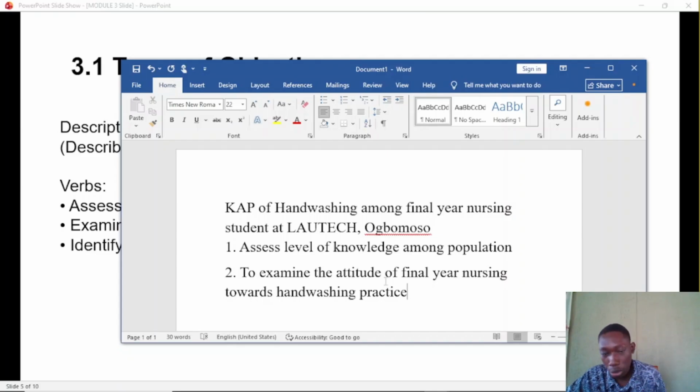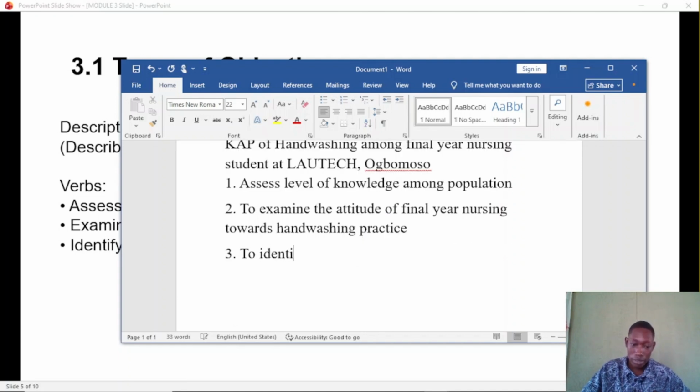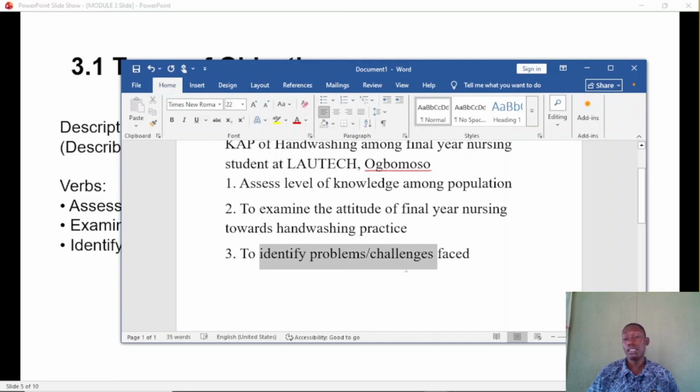Then I can do for the third one, probably to identify, or I can say to assess again. Those are just phrases. Another variable, you get. I can say I want to identify the problems. Okay, identify problems. To identify, let me just read. To identify problems or challenges faced in the practice of hand washing by that population. You get? What am I checking here? I'm trying to identify the problems and challenges.